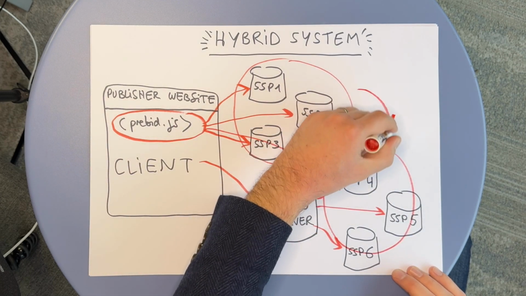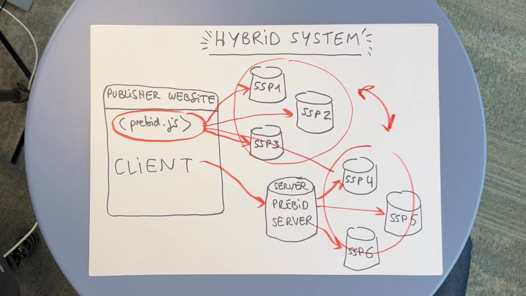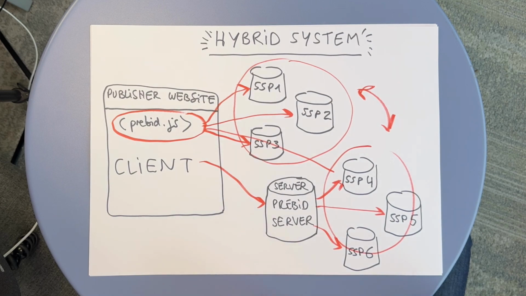And in this case, you can dynamically change the mix of SSPs that goes into the client and the mix of SSPs that are going through the server. By doing so, you will learn a lot with your existing partners about how they can adapt to server-side and prepare the future of cloud header bidding.